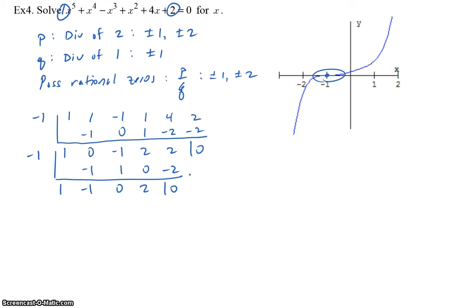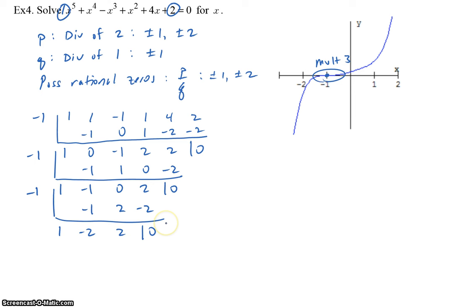It has to be an odd multiplicity 0. It probably is multiplicity 3. So if it's multiplicity 3, we should be able to do one more synthetic division using -1. Let's see if it works. Bring down 1, multiply, add, multiply, add. Yes, it does.